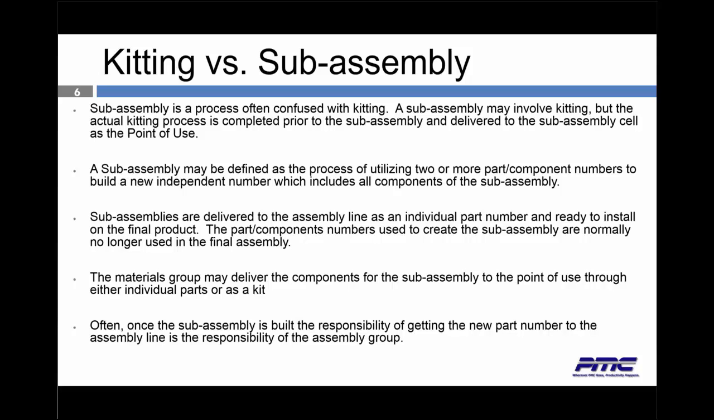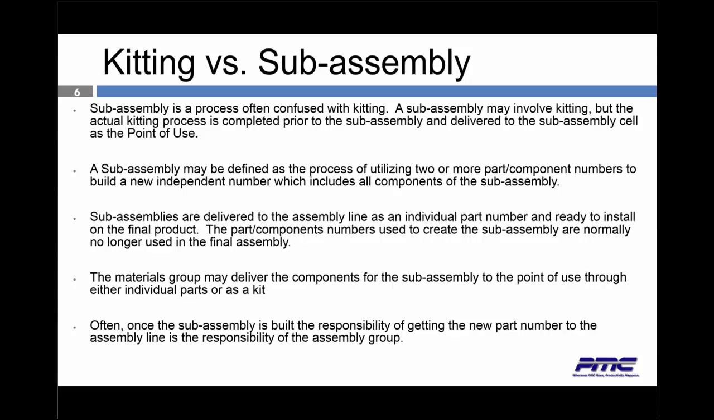Sub-assembly can be defined as a process of utilizing two or more part numbers or components to build a new independent part number, which includes all the components of the sub-assembly. Sounds a little confusing. Basically, every portion of that sub-assembly has a specific part number, but once a sub-assembly is built, the part number changes; it becomes one part number. Sub-assemblies are delivered to the assembly line as a part number, ready to install on the final product. The materials group may deliver the components for the sub-assembly to the point of use either as individual parts or as a kit. But as we said earlier, oftentimes it is brought to the sub-assembly as a kit.